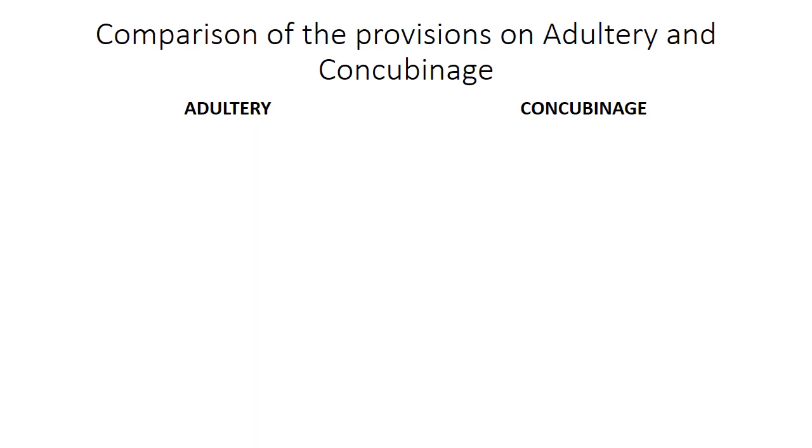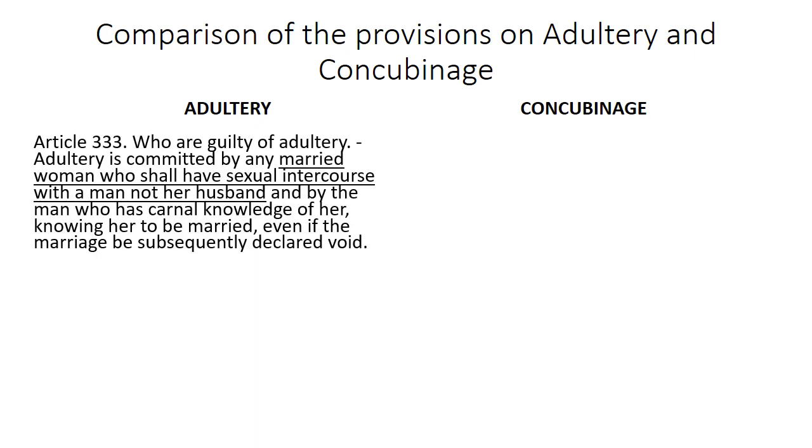These are the provisions of the crimes of adultery and concubinage. For the crime of adultery, we have Article 333. Who are guilty of adultery? Adultery is committed by any married woman who shall have sexual intercourse with a man not her husband, and by the man who has carnal knowledge of her, knowing her to be married, even if the marriage be subsequently declared void.